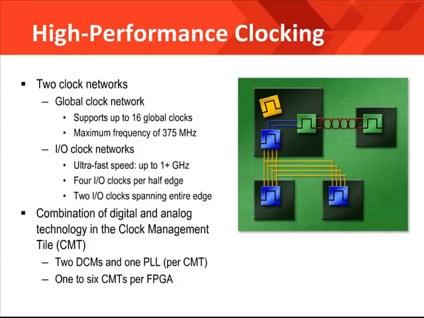Spartan-6 has two different clock networks, global and the I/O clock networks. Spartan-6 does not include regional clock networks like Virtex-5 or Virtex-6, which is a notable difference if you're used to working with those device families.